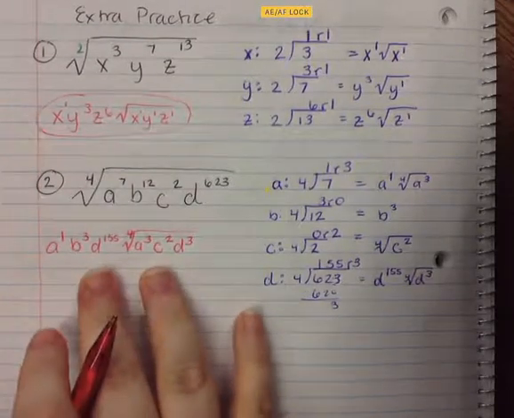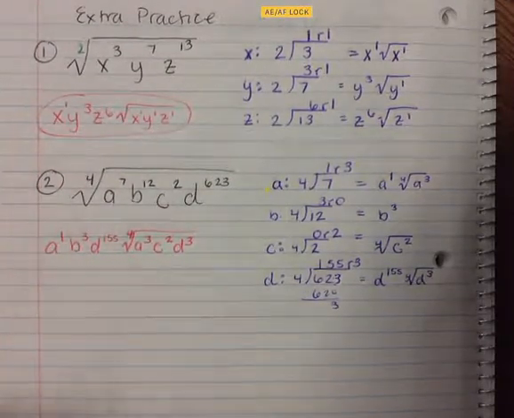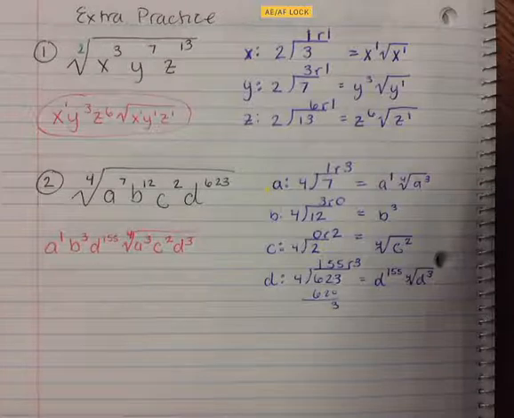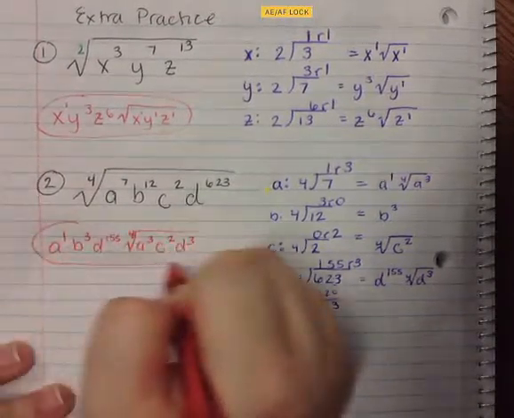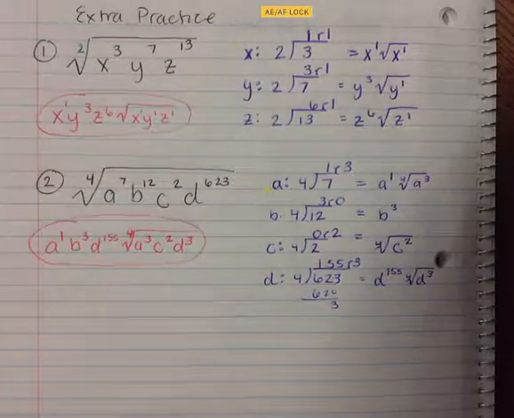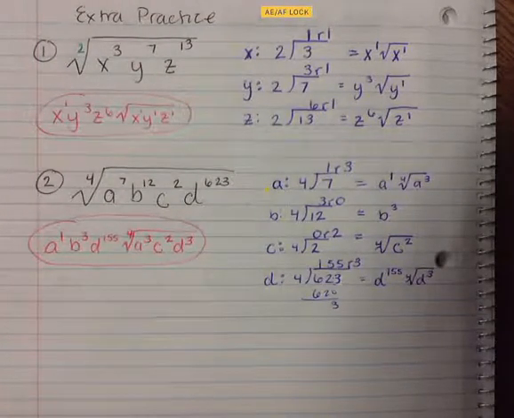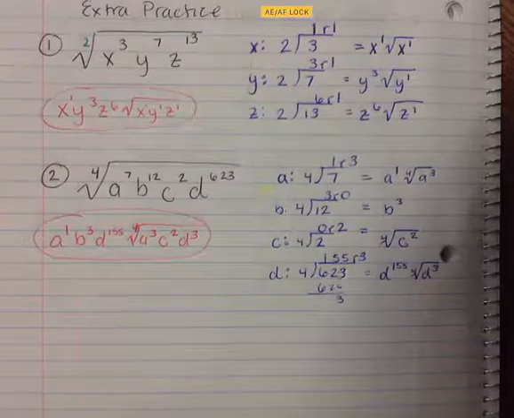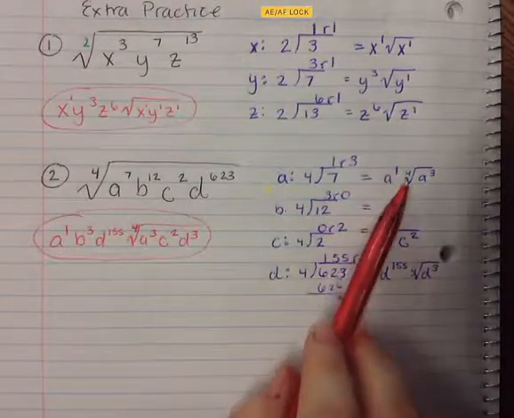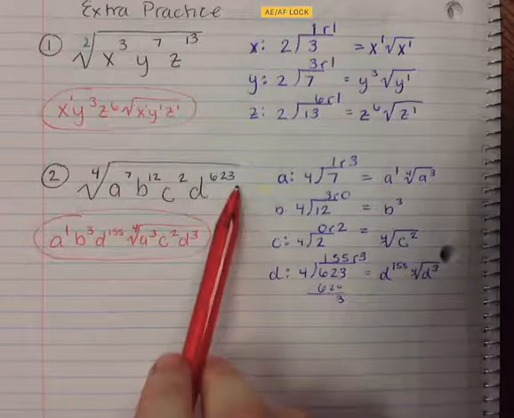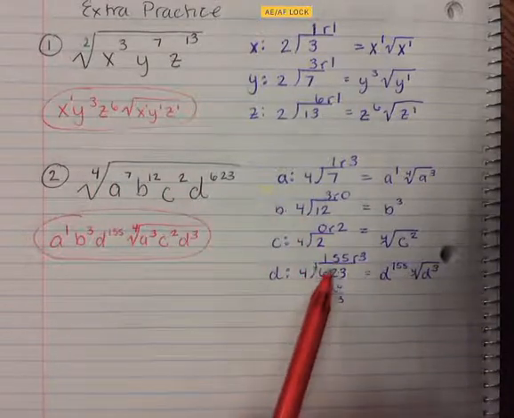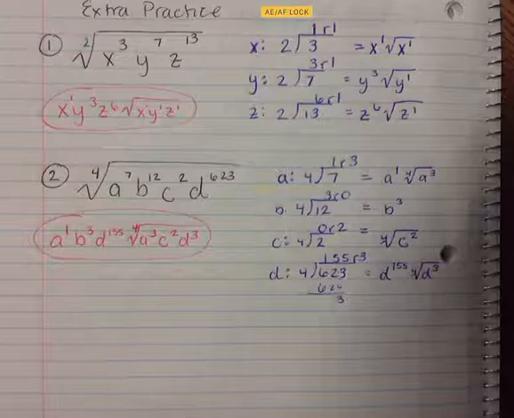So this is our simplified version of the fourth root of A to the 7th, B to the 12th, C to the 2nd, and D to the 623rd. Again, this was just to show you for the letters, another 2 examples of making sure that you keep your indexes throughout the entire problem. Make sure you know how to simplify letters even when they have very large numbers, that you still can do that.